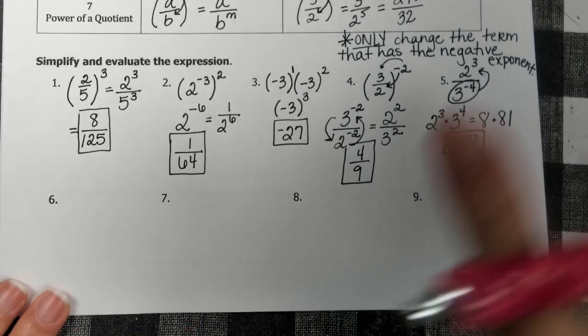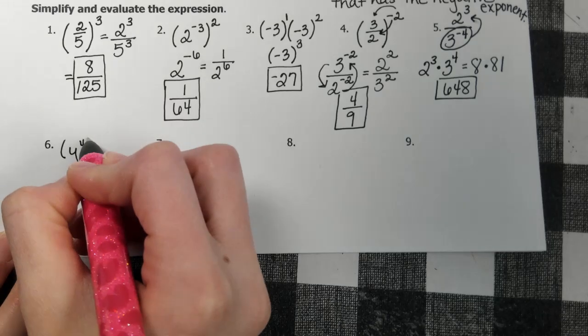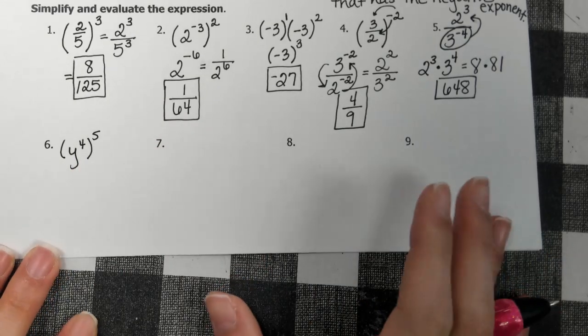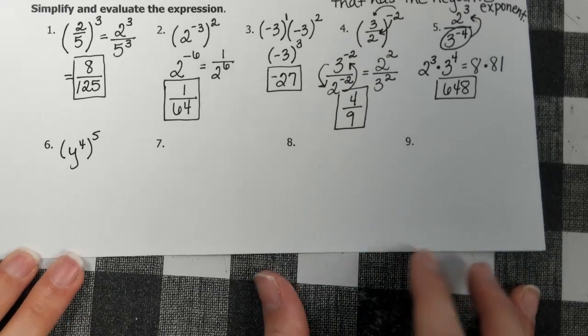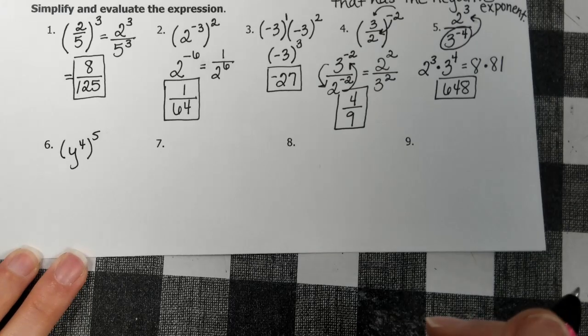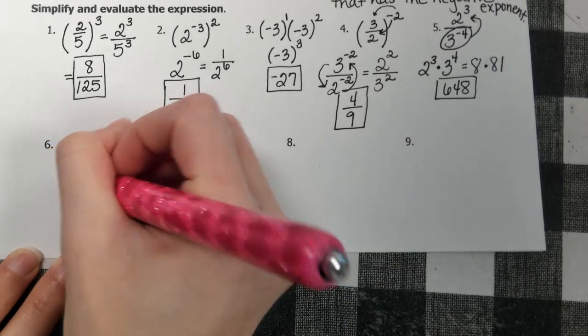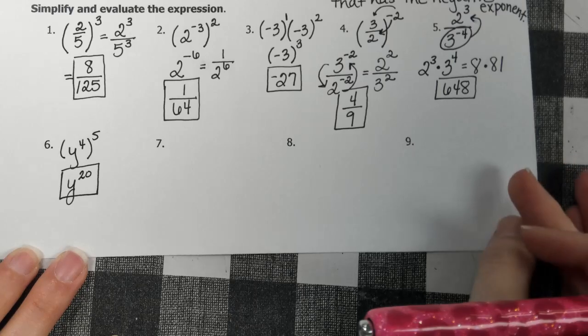All right. So example 6, we've got y to the fourth power raised to the fifth power. I want you to do it. What's your answer? Y to the 20. You have a power to a power, so you multiply exponents, y to the 20. Okay.